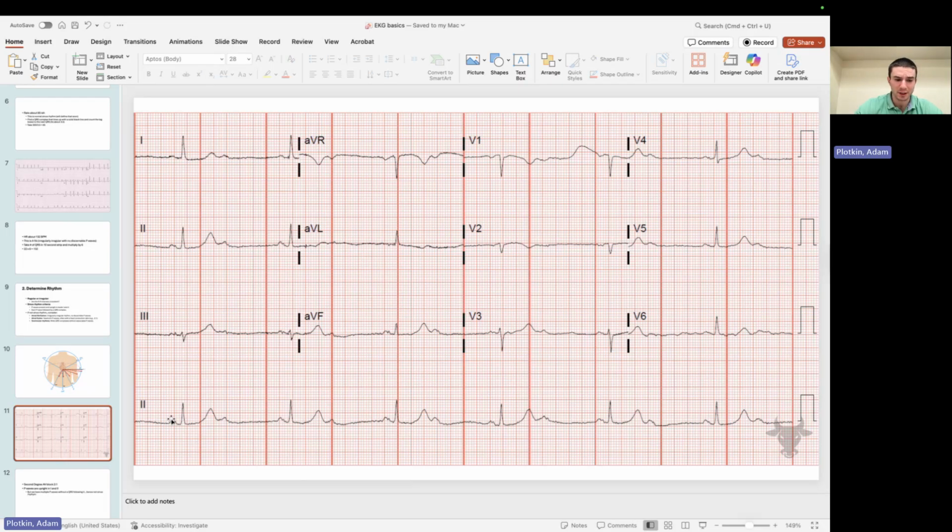But really what I see here is I look at my rhythm strip first. I can see here's a P wave, here's a QRS, here's what looks like a T wave. And then here's another P wave. There's another beat after it. Some people might confuse that with a U wave, but this is definitely a P wave. If you see, it looks the same as this one. That's how I can tell it's a P wave.